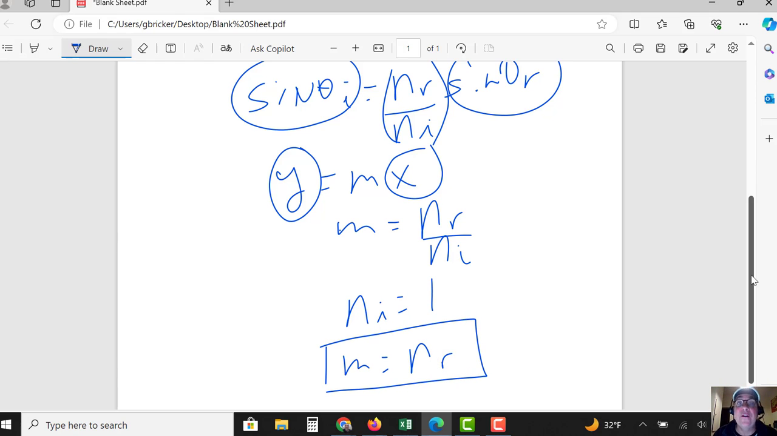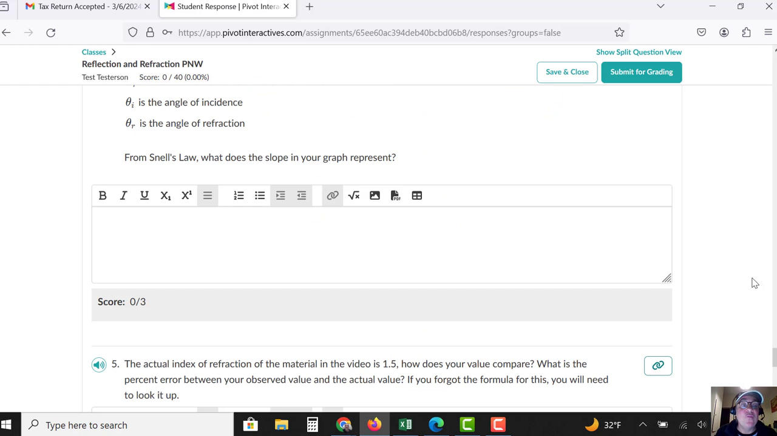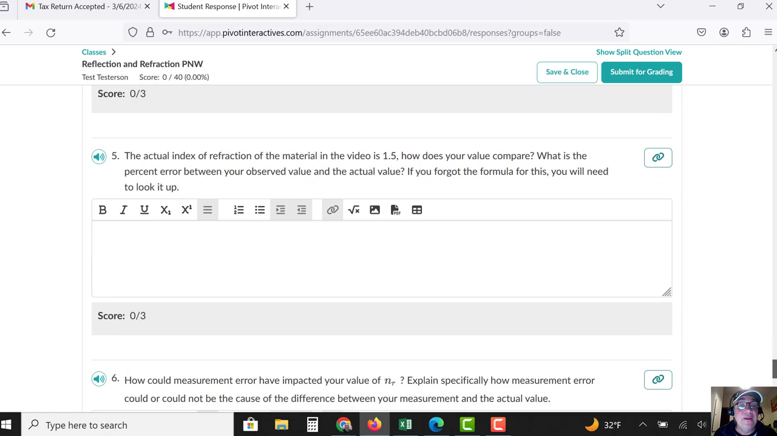So that's something greater than 1. So that's really the goal of this. Once you plot sine of theta incident versus sine of theta refracted, you put the equation of the line on there, the slope will be the index of refraction. Okay, and it's got to turn out to be greater than 1. Okay, so back to this. So from Snell's law and the little bit of algebra I did, what is the slope? Well, you just saw what the slope represents physically. And then you'll get a value for that.